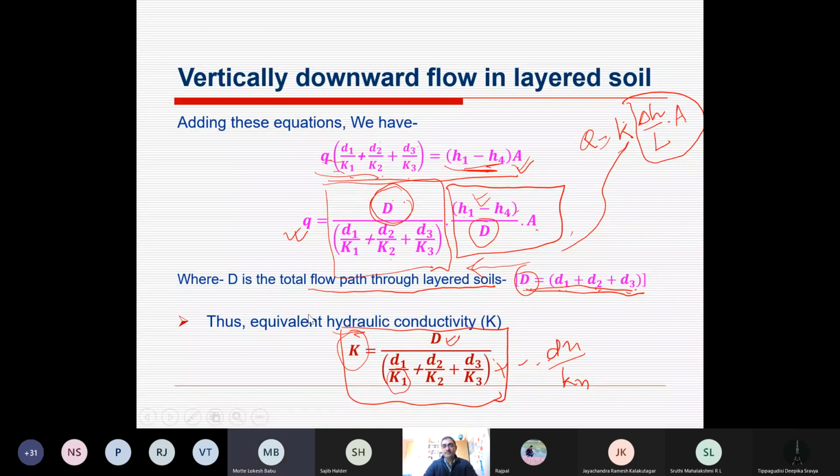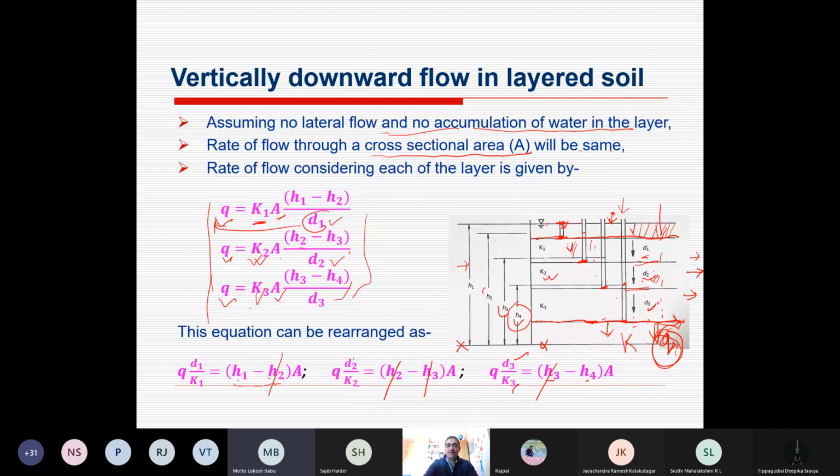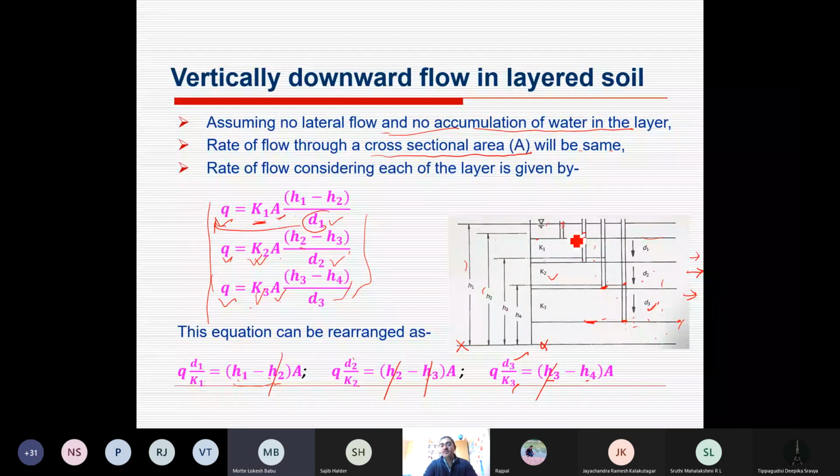Sir, can you once again explain why H2 is above the water level? Why here, in that capillary one? Yes, sir, in this figure. Okay, what is your question? Why is H2 above this? Okay, yes, this is a saturated system. Are we not considering the soil is saturated? True, yes.